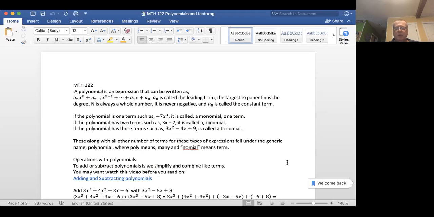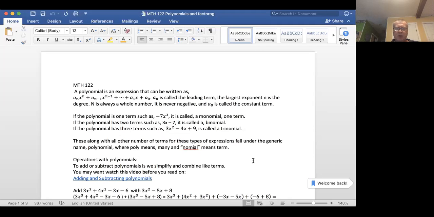There are three types of polynomials. There's a monomial, which is one term. An example of this would be minus 7x to the third. Binomials are two terms. 3x minus 7 would be an example of that. And 3x squared minus 4x plus 9 would be three unlike terms, which would make it a trinomial. These, along with all the others, fit under just a generic name of polynomial. Poly means many, and nomial means terms.